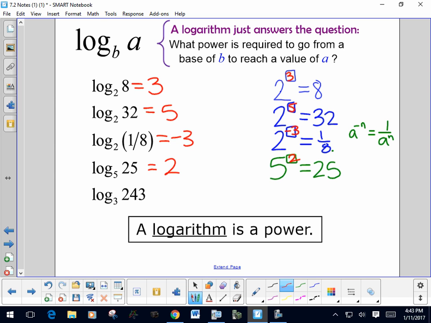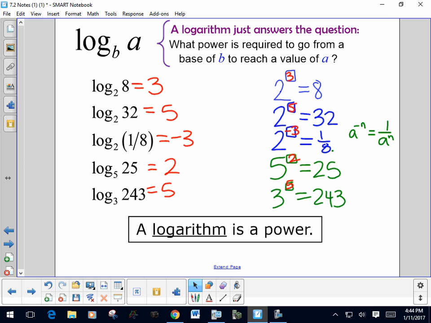Log base 3 of 243, we would be thinking 3 to what power is 243? And the answer, you may have to test out a couple of things in your calculator, but I'm pretty sure it's the 5th power. Let me type it and make sure. 3 to the 5th power, 243, that's right. So this one was 5.